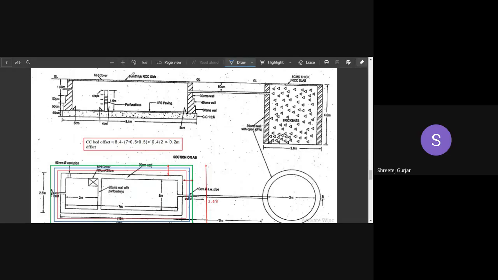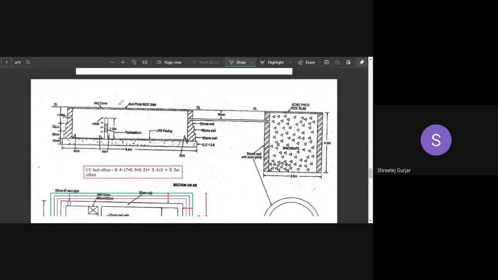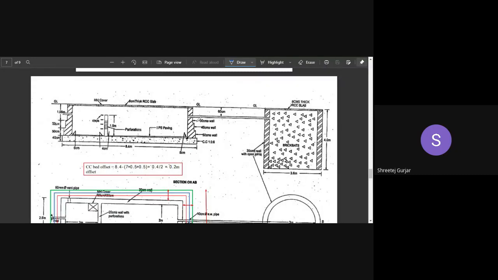Okay. So you can observe here in the section what we have. We have a septic tank. Along with that, we have a soak pit at the right side. So the effluent from your septic tank goes to your soak pit. As the name suggests, it soaks in all your liquid and your soil absorbs all that water. So all these things have been given.